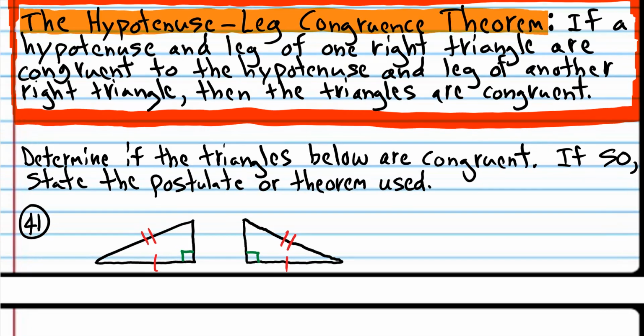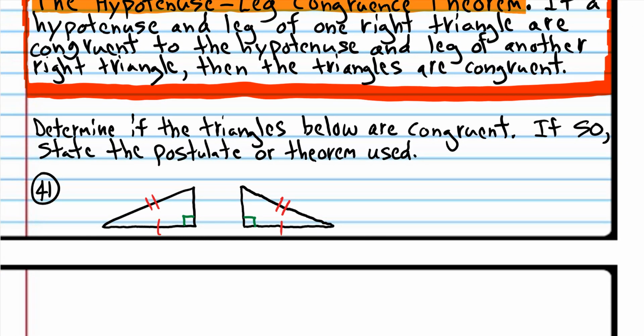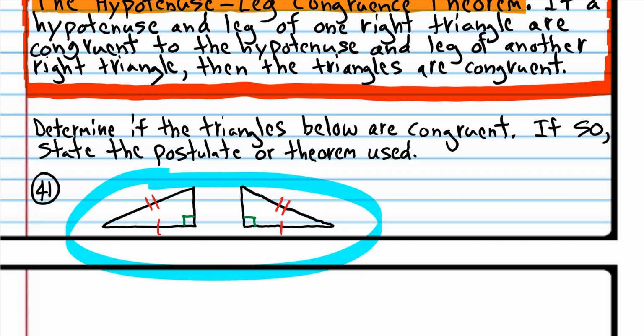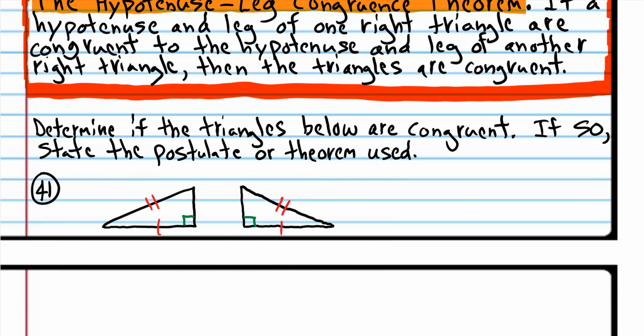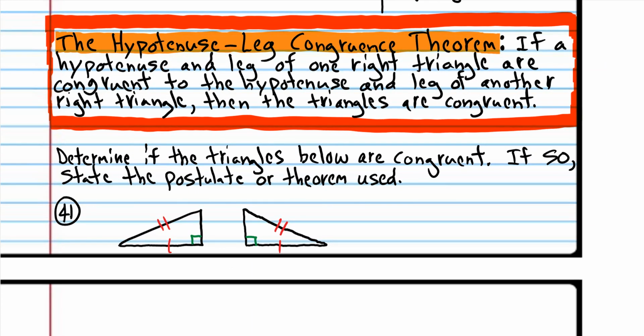So let's do the first problem here. It says, determine if the triangles below are congruent. If so, state the postulate or theorem used. So again, we have two right triangles, and the hypotenuses are congruent, and one leg in each triangle is congruent to the other leg. And so because these are both right triangles, we can use that hypotenuse-leg congruence theorem and say that these two triangles are congruent by HL. We'll just abbreviate it HL.